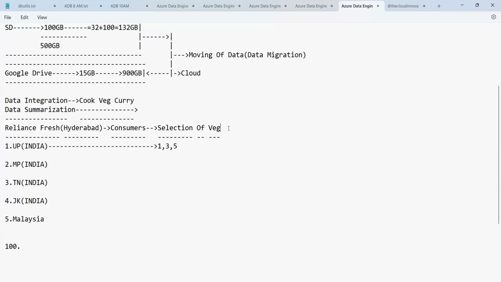Selection of vegetables. Now, once the vegetables are selected, what is the next thing you have done? You have made them billed, guys. Billing is done, and you brought them home.